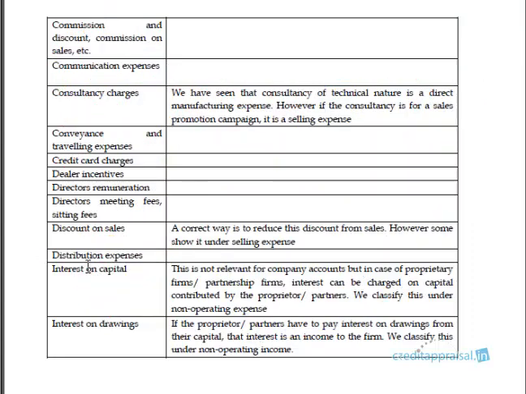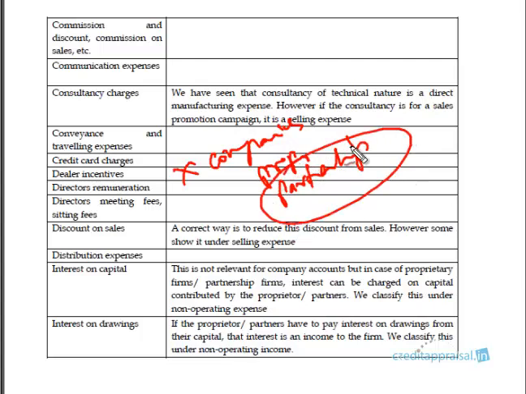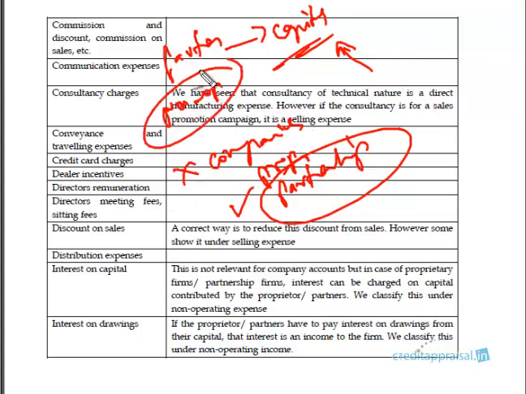Interest on capital. Usually this is not relevant for companies. This is not for companies. It applies in the case of proprietorship firms and partnership firms, more commonly in partnership firms. So interest is paid on the partner's capital. The partners will be investing some amount, the capital, into the business. So they'll be paid interest on this at a predetermined agreed rate, which is mentioned in the partnership deed. So this interest amount is actually a non-operating expense, in the sense that it has nothing to do with the manufacturing or the general nature of the business.